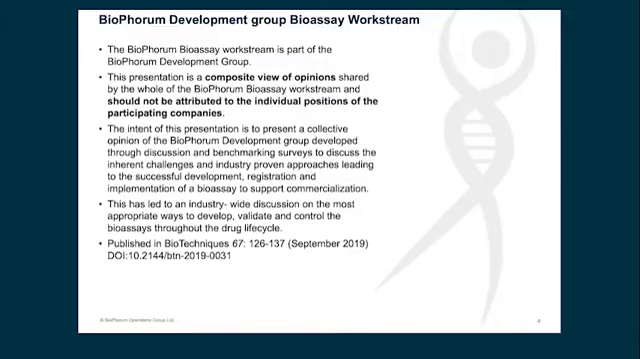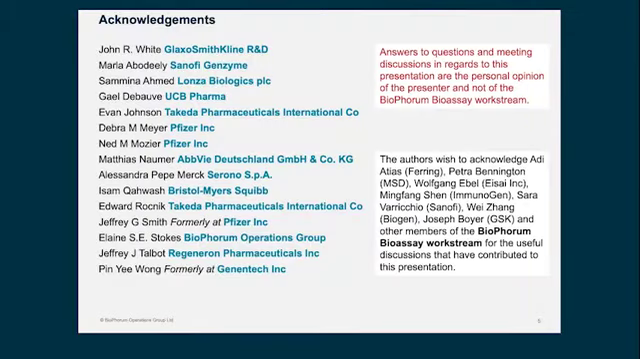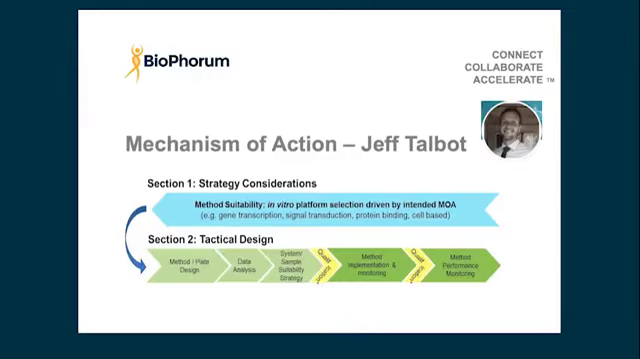And on the next slide, you will see those authors that have drafted this publication and their hard work to deliver the paper. I'd also like to acknowledge the key members of the bioassay workstream, past and present, for their survey results and discussions, and they're also listed on the slide. So now I'd like to go to the next slide. And Jeff will be our second presenter.